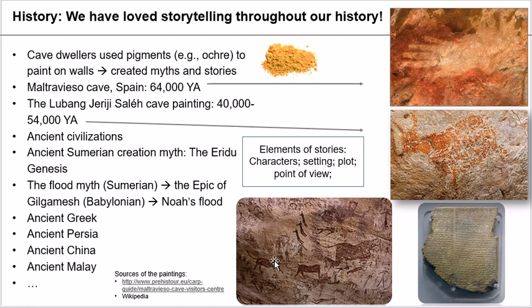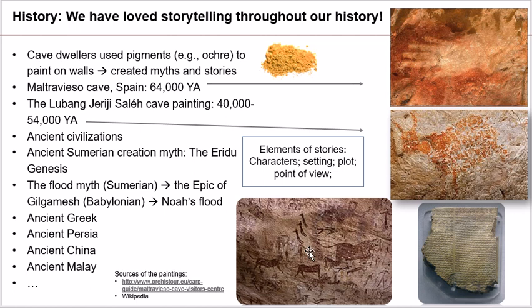It has a setting in which humans are probably hunting some animals. If you think a bit, inferentially, you can probably find a plot and even a point of view. A point of view refers to the use of first person or third person or second person in recounting the stories. Of course, we cannot immediately find that point of view here, but the point is quite a few elements of stories can be found in this cave painting.